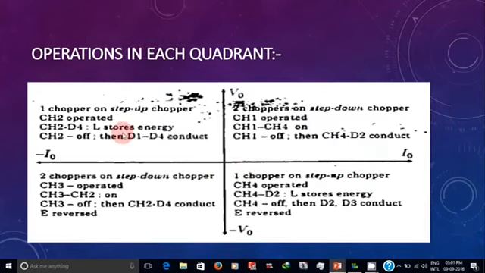This is a simple graph which explains all the four operations, and in each operation which switches are operated, and the path the current flows. Everything is simplified in this graph.